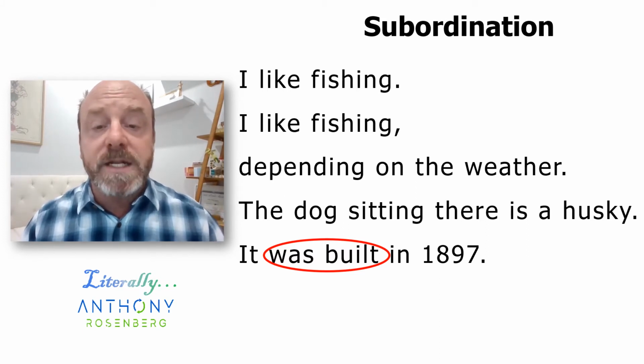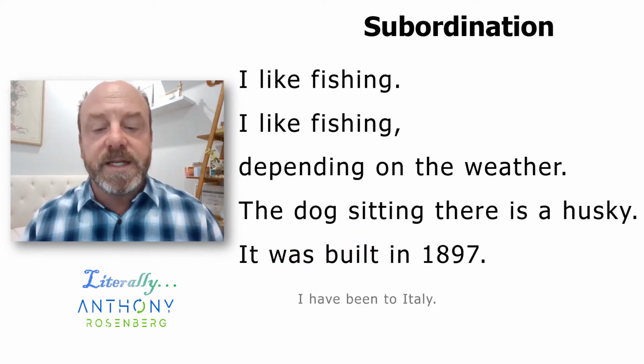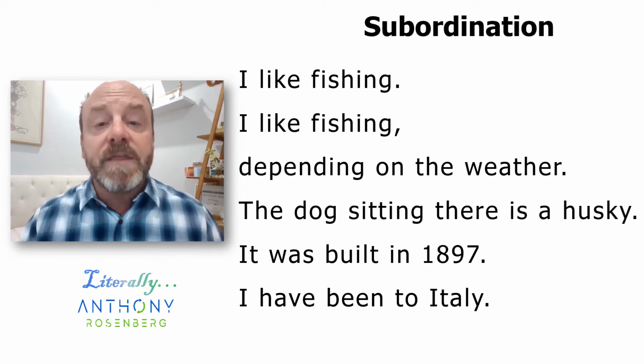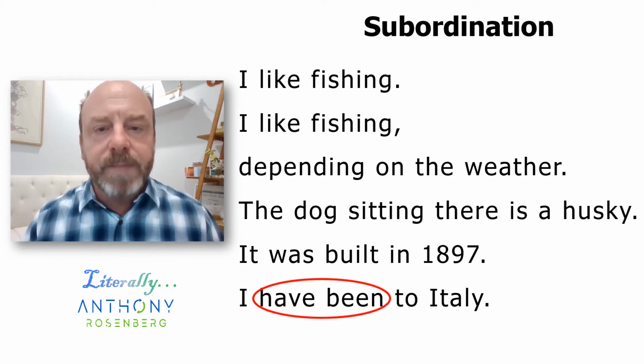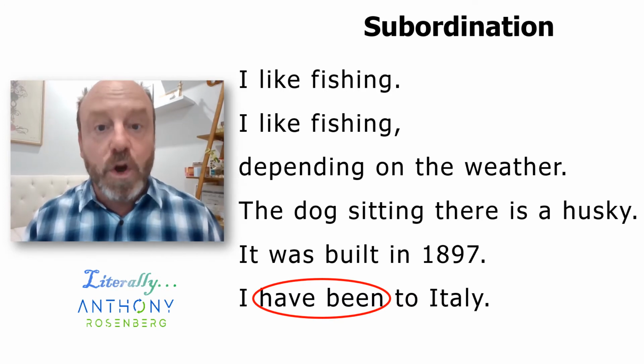It's an independent clause. And a similar one would be, I have been to Italy. So have been here. Have is the auxiliary verb. Be is the main verb. That is the verb phrase, the independent clause. Now, I am going to get into dependent and independent because that's very important for you to be able to identify the main clause and the other ones which are not the main clause.